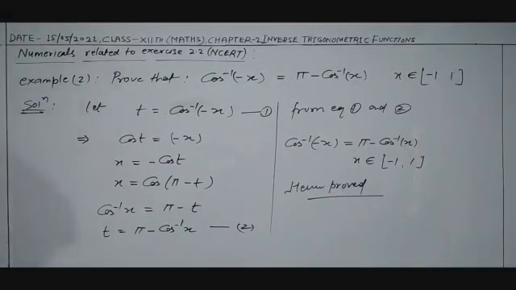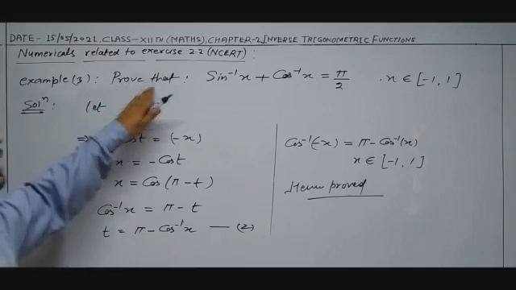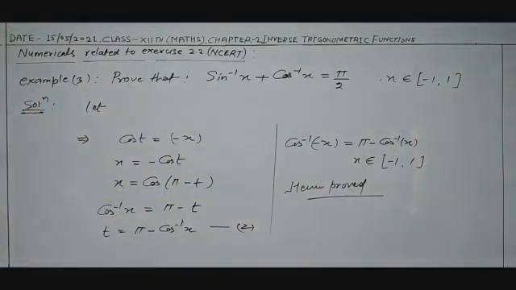Now come to third proof. My third proof is: prove that sin inverse x plus cos inverse x is equal to pi by 2, such that x belongs to minus 1 to 1 in the closed interval.